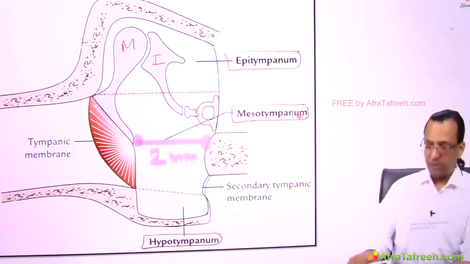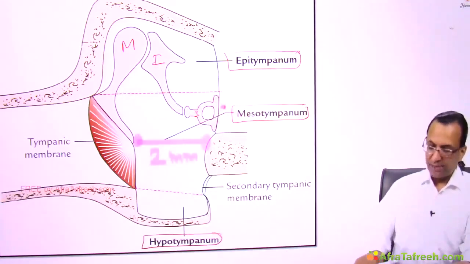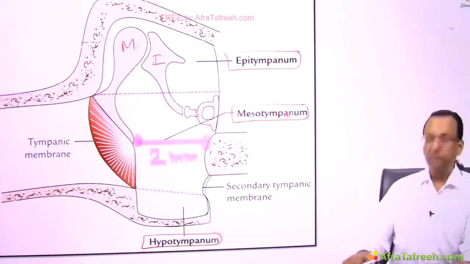What does it contain? It contains the stapes bone and the pars tensa of the tympanic membrane. So the tympanic membrane is in relation to the mesotympanum. Yes, where are the malleus and incus? The malleus and incus are most majorly in the epitympanum, which is the largest dimension.